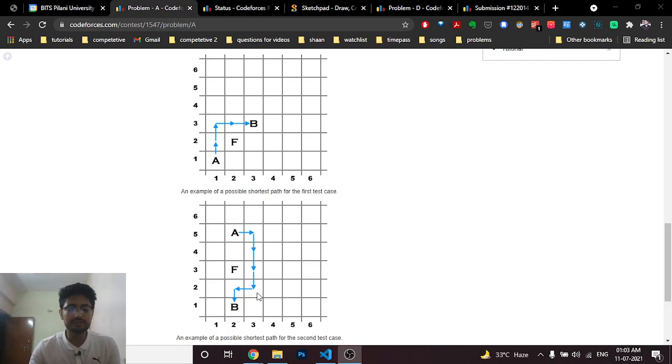In that case, what you can easily understand is that you just have to check whether F lies in the same column or the same row as A and B, and is in between A and B. If that happens, then you just add 2 more to the Manhattan distance, else the answer is just the Manhattan distance. So how can you find out whether F is between A and B?